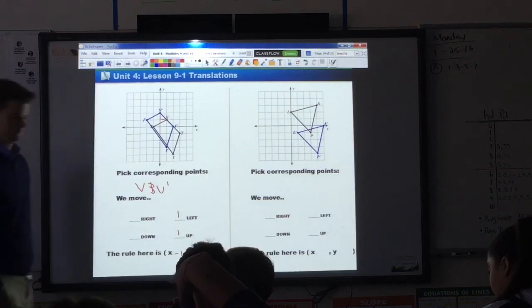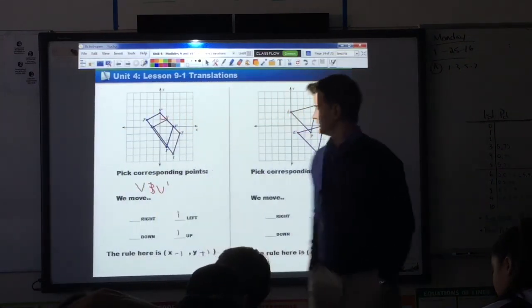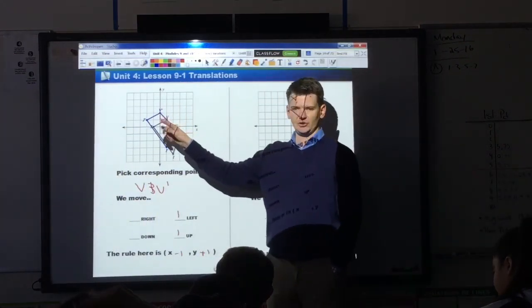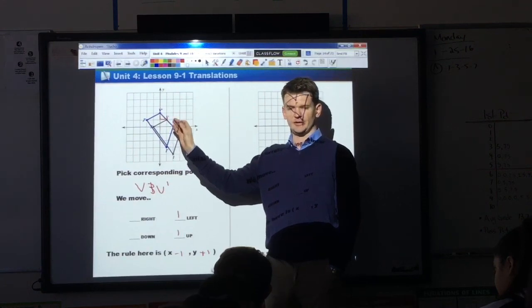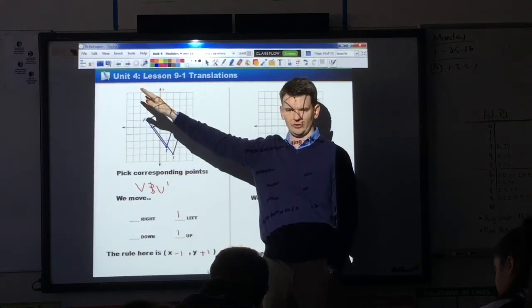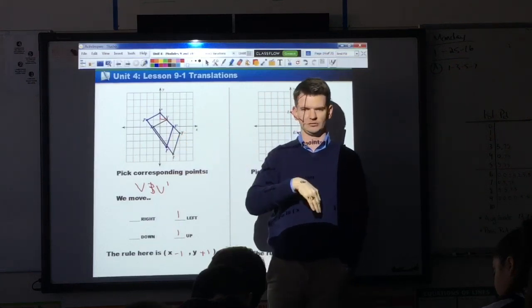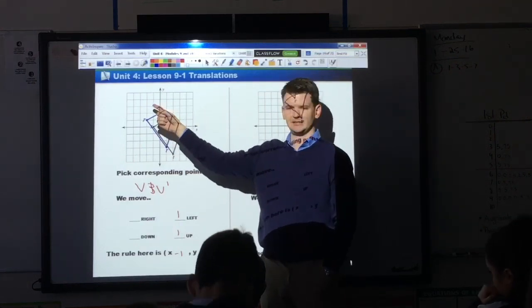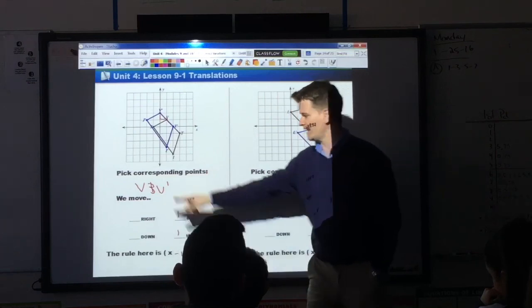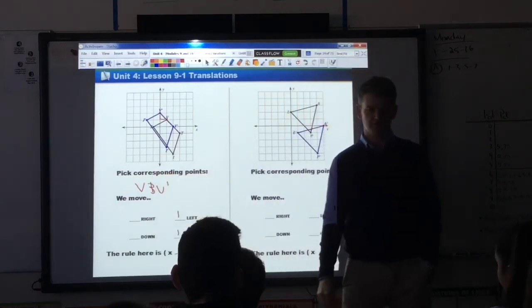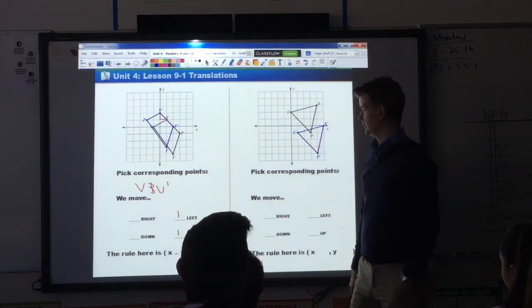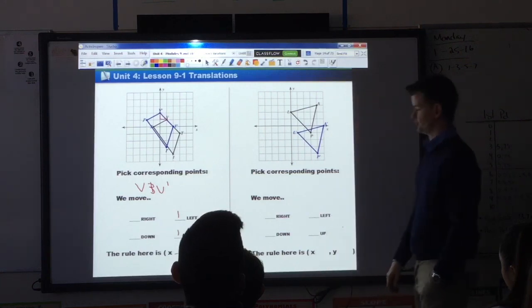Wait, but isn't the blue the prime one? The blue is the prime, that's why we started with the black. You start with the pre, you start with the standard coordinate, and you're moving to the prime coordinate. You're moving to the image. So, black is the pre, before, and then after we translated it, that's the image. So we're always going to be moving from the standard coordinate to a prime coordinate, never vice versa. At least not for translations.